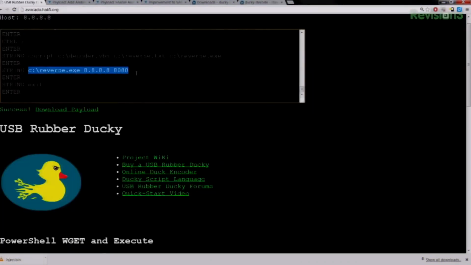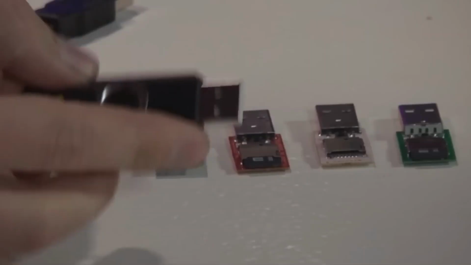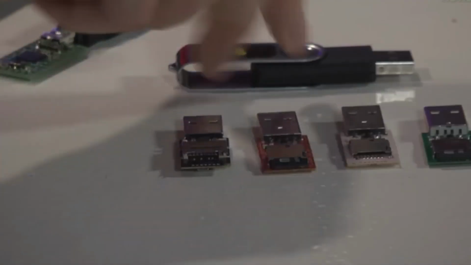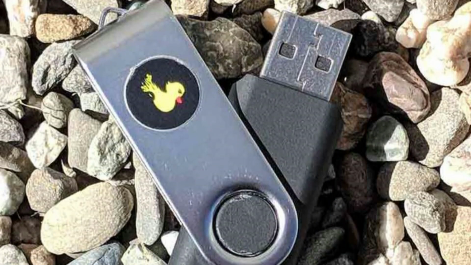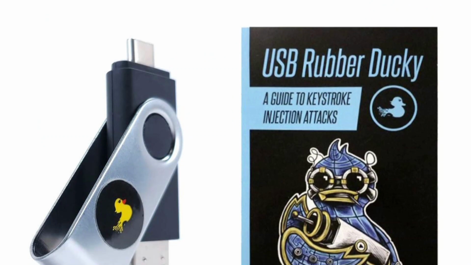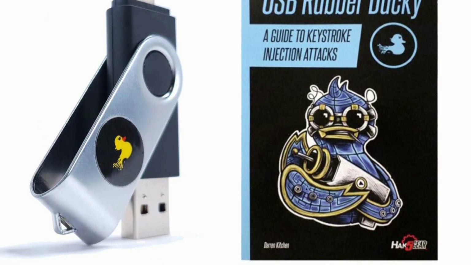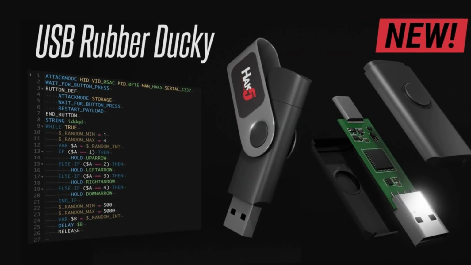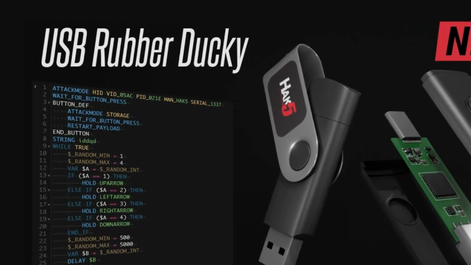Whether you're looking to test the security of your systems or you're a cybersecurity professional looking to assess the vulnerabilities of a client's network, the USB Rubber Ducky has got you covered. What sets the USB Rubber Ducky apart from other hacking gadgets is its ability to bypass traditional security measures by emulating a keyboard, giving you complete control over the targeted system.